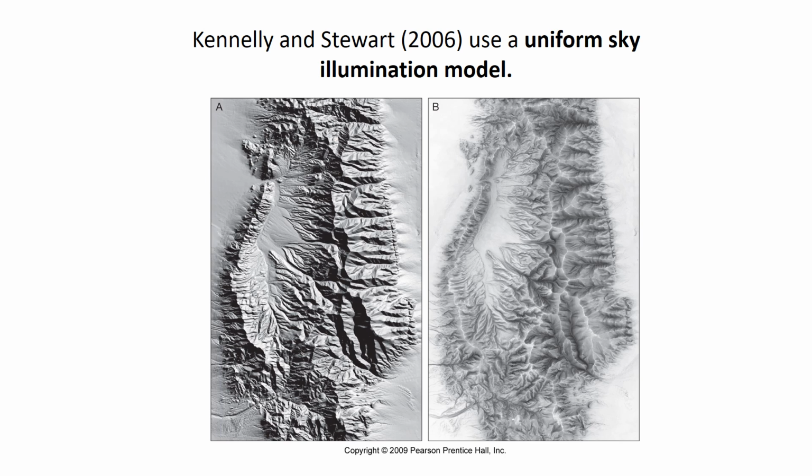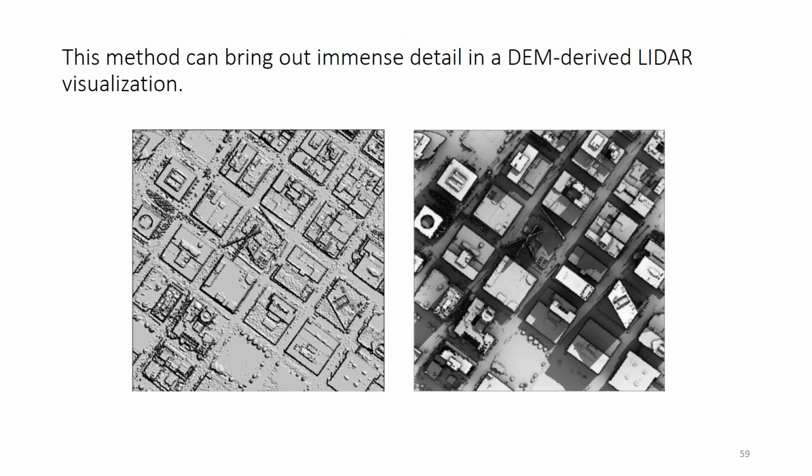Pat Kennelly is actually really highly involved in this idea of mountain or relief representation. This is one of my favorites of his. This is a uniform sky illumination model, taking a traditional hillshade and imagining that you're lighting the landscape from not just one point, but from all points simultaneously. And this leads to a really beautiful representation of the terrain. You can apply this to other things as well.